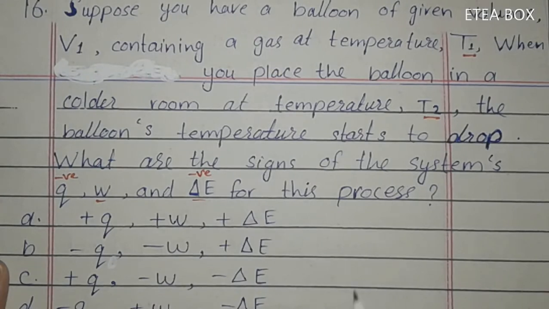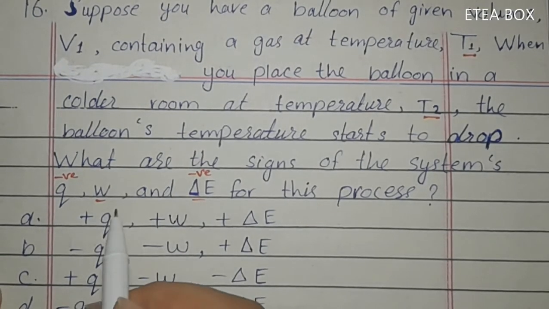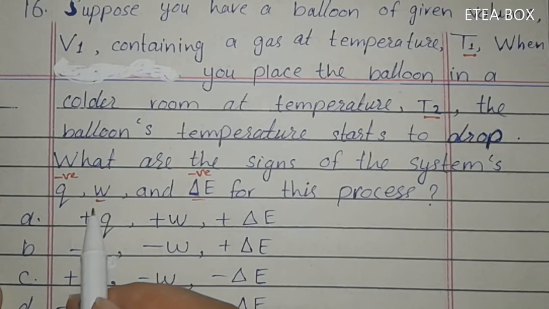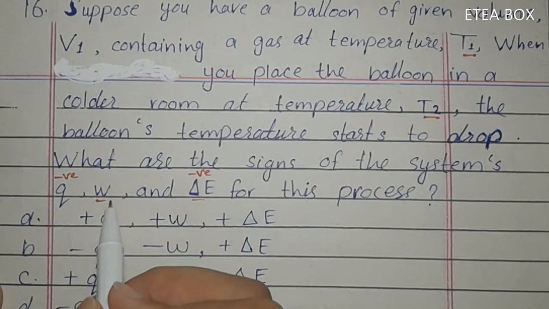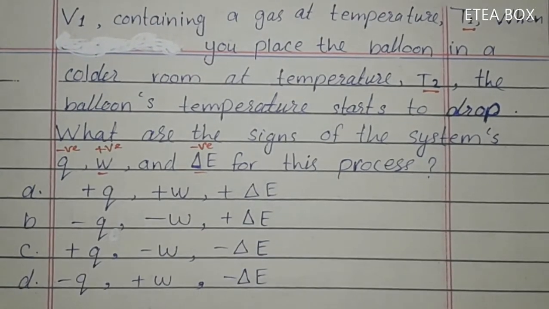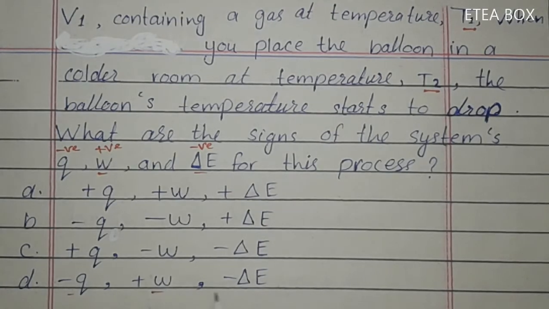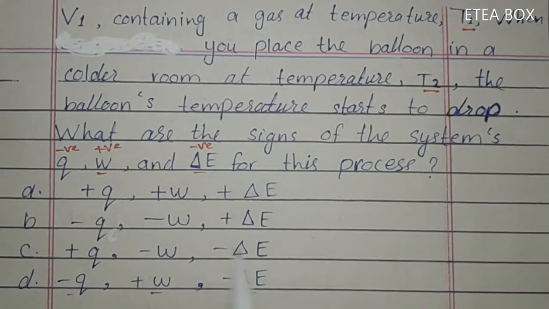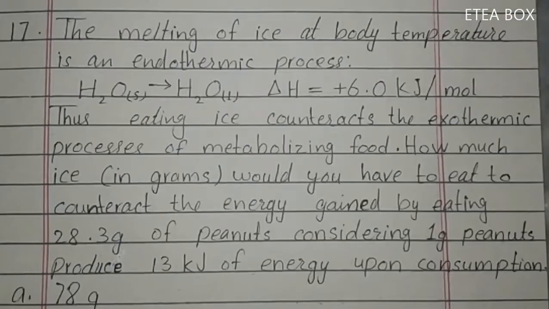Now look at the work. When the internal energy decreases, it means that work will be done on the system. The size of the balloon will be smaller in the colder room. So when work is done on the system, the work is positive. Now look at option D. Q is negative, work is positive, and internal energy is also negative. So option D is correct.